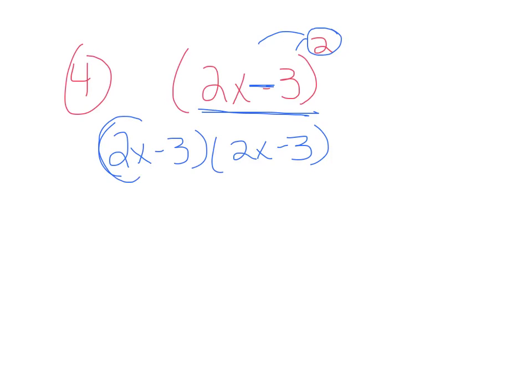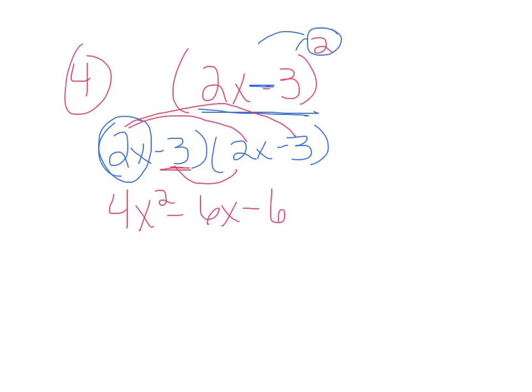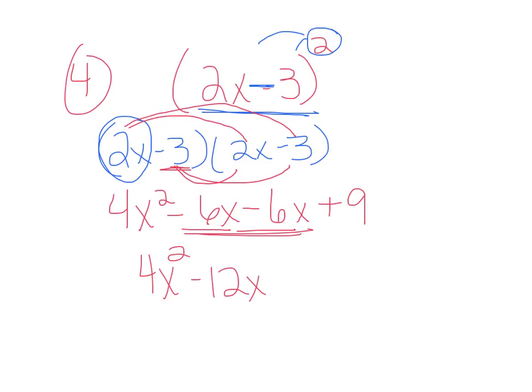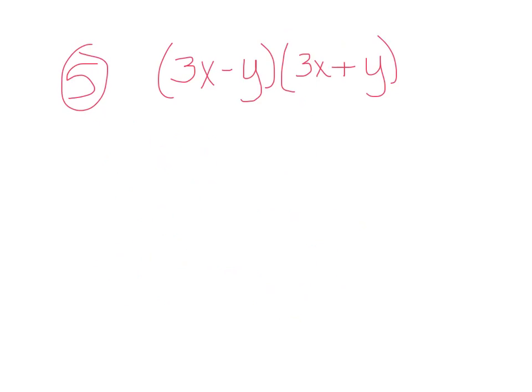So we're going to take the 2x times this 2x and get 4x squared. And then we're going to take 2x times negative 3 and get negative 6x. Now this negative 3 times 2x is negative 6x. And then this negative 3 times negative 3 is a positive 9. Again, look at your middle terms. So we have 4x squared, and then negative 6x minus 6x is negative 12x, plus 9. There's your answer. Last one.